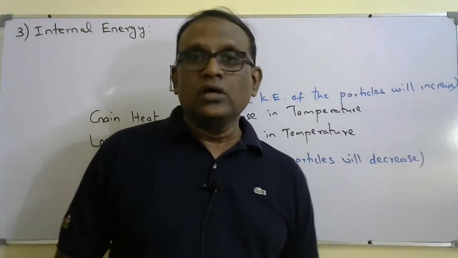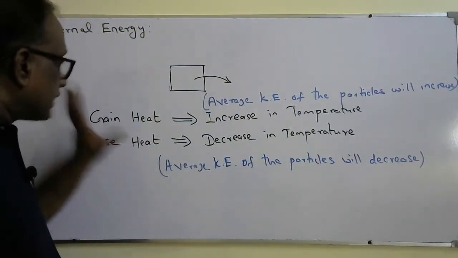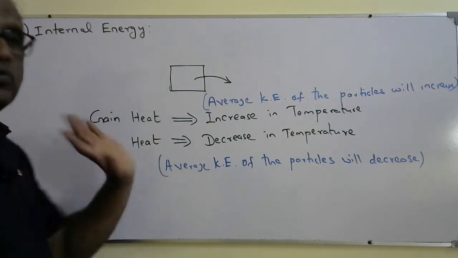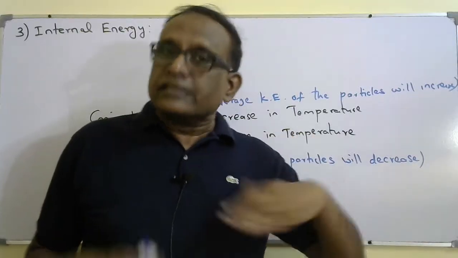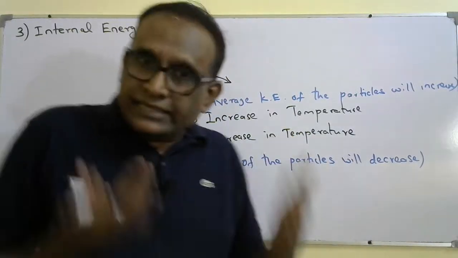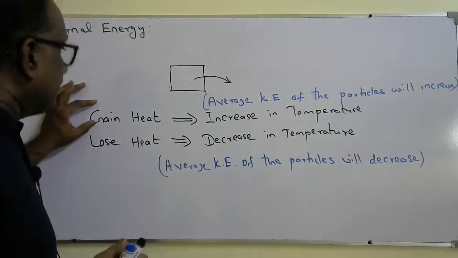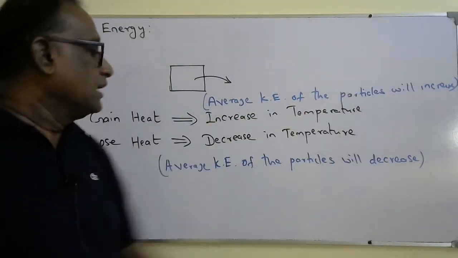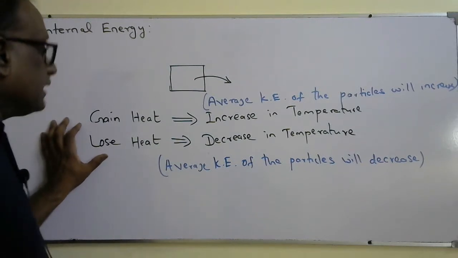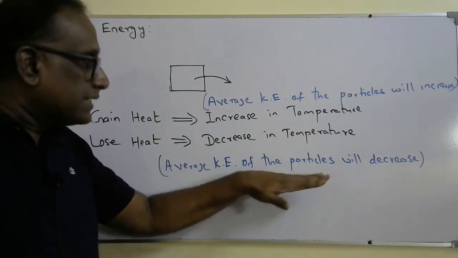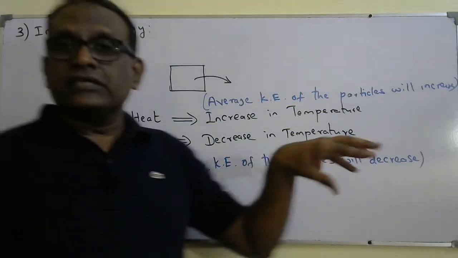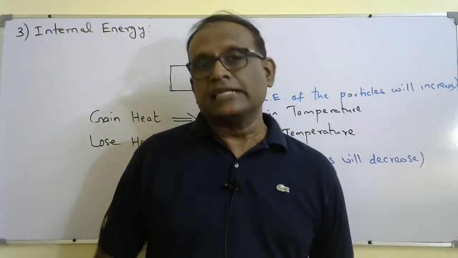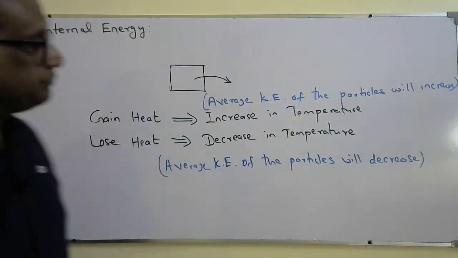So you must know what happens to the internal energy when a substance or object gains heat and when it loses heat. When internal energy is gained, the internal energy will increase. So that means the kinetic energy of the particles will increase. When a substance loses heat, a decrease in temperature means a decrease in kinetic energy of the particles. So the average kinetic energy will decrease. That means internal energy will decrease.